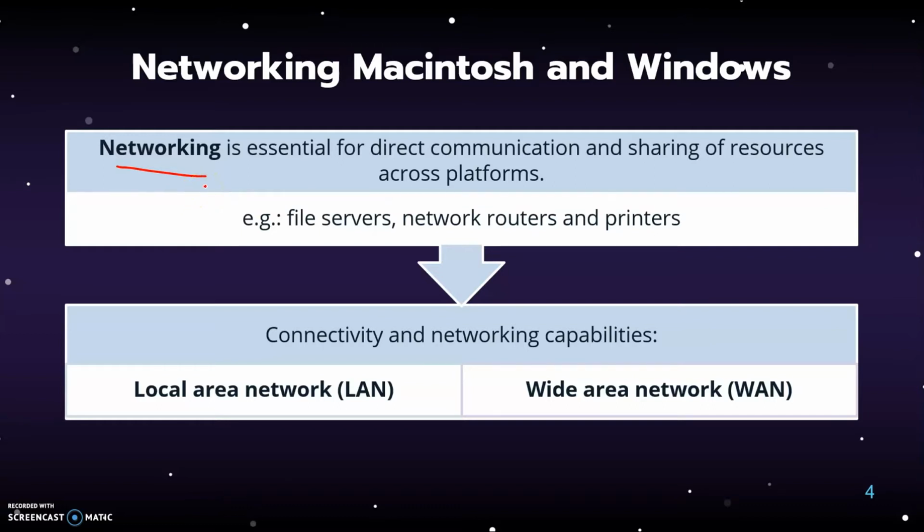So once the computer is inside a particular network, they are able to allow direct communication and sharing of resources across those platforms, okay. For example, file servers, network routers, and printers, okay. So there are two main types of networks that people usually use, okay, which are, first one is LAN, okay, local area network, and the second one is WAN, which is wide area network, okay.